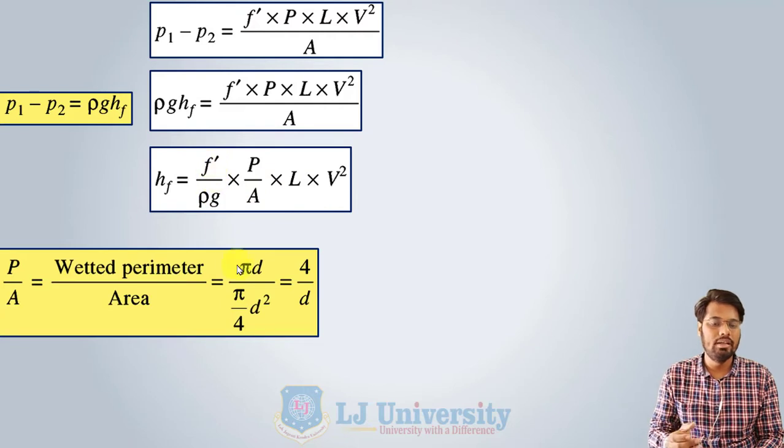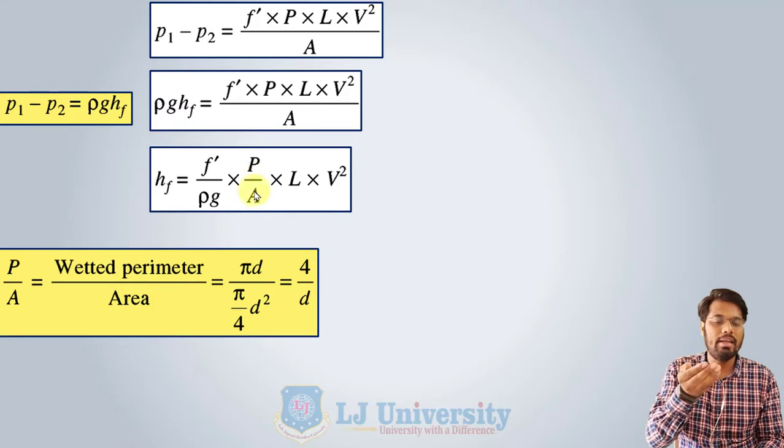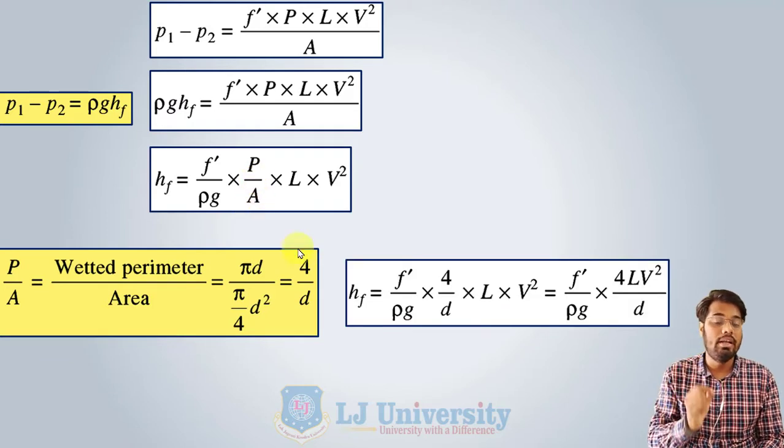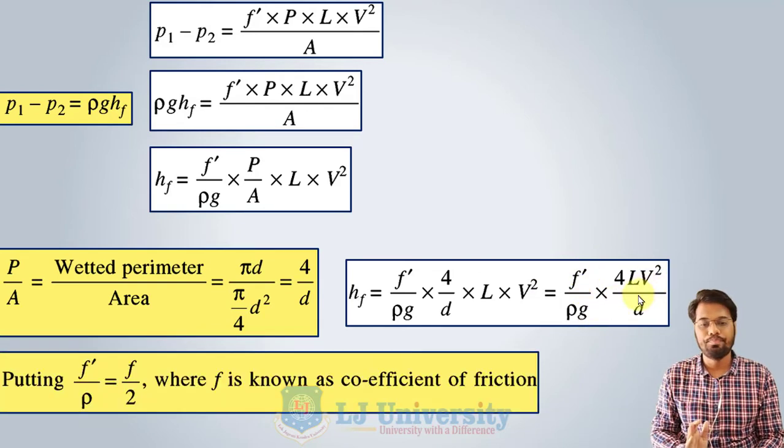So the wetted perimeter for a circular pipe is pi d, and the cross-sectional area is pi by 4 d square. So P by A becomes 4 by d. Putting 4 by d instead of P by A in this equation, we get hf is equal to f dash divided by rho g into 4 by d into L V square. Simplifying it, f dash by rho g into 4 L V square divided by d.